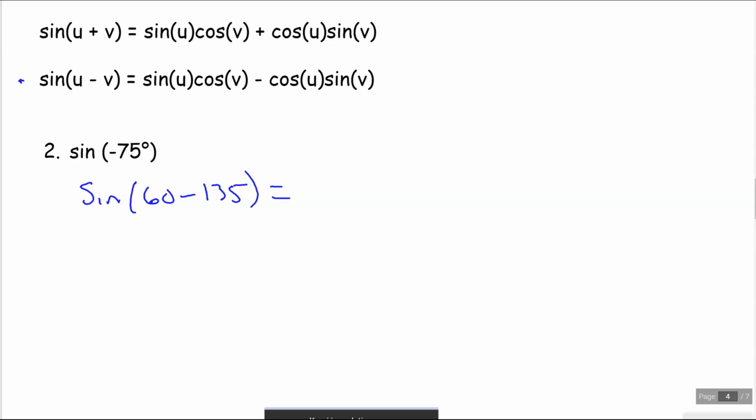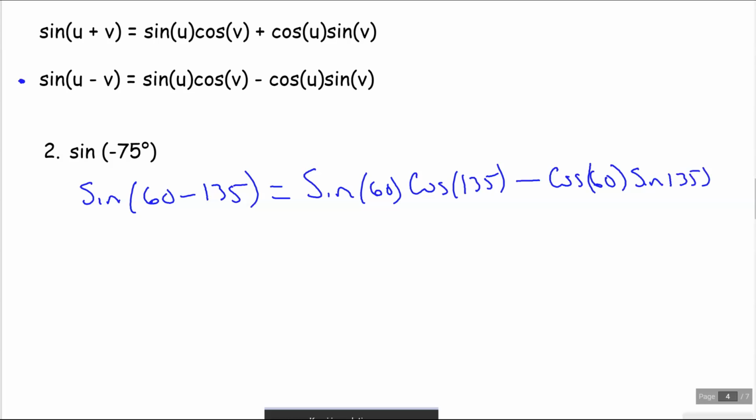Again, we're going to use this one here. So sine 60 cosine of 135 minus cosine of 60 and sine of 135. Okay, and then it's a matter of just using your unit circle.